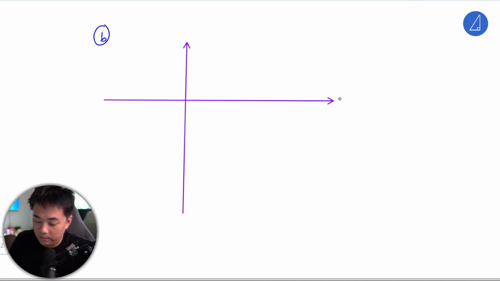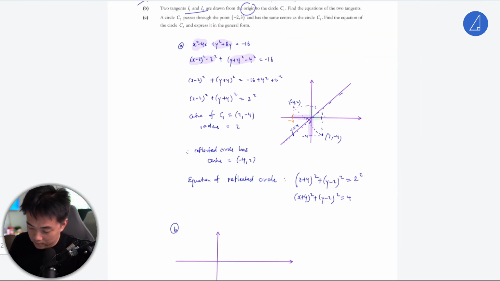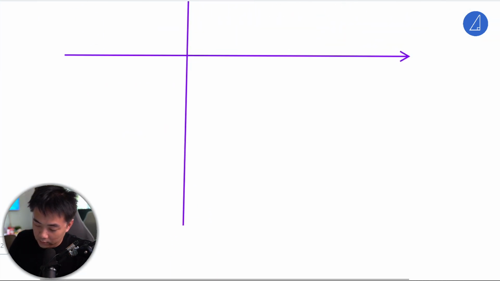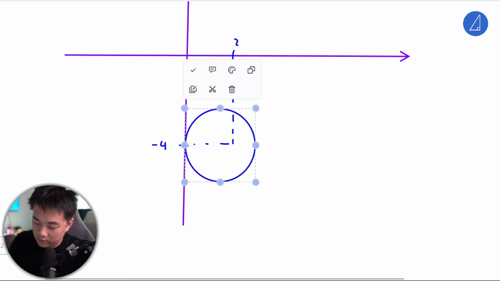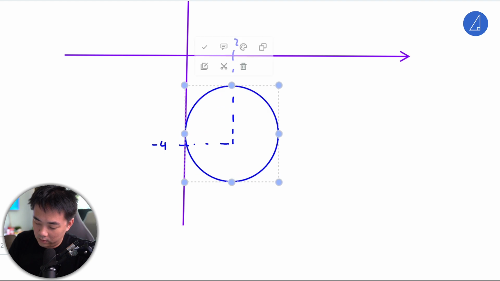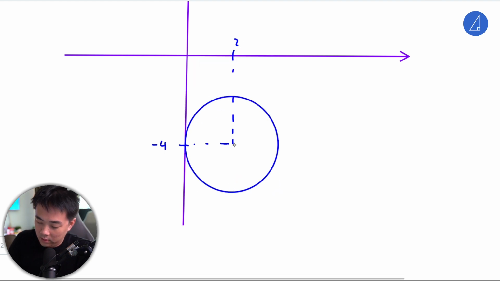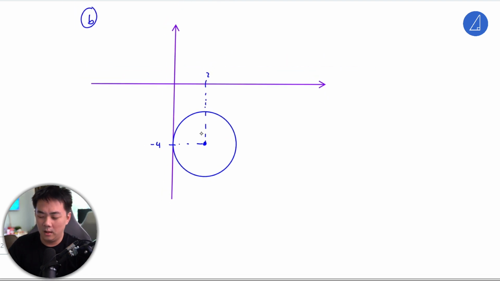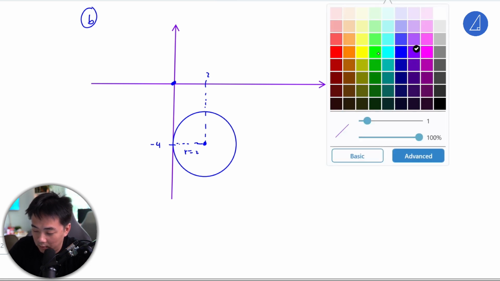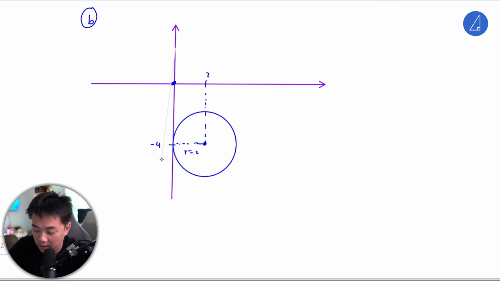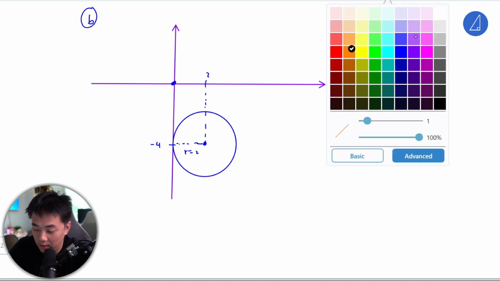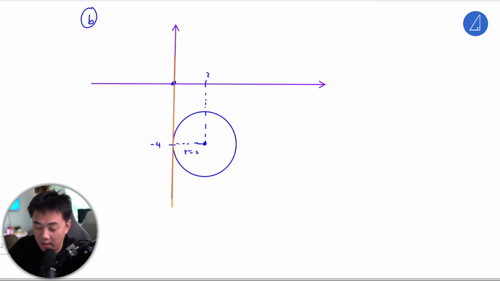So this is it. C1 has center 2, negative 4, so 2 is here, negative 4 here. The radius is 2, so I will have a 2 here. Because the radius is 2, it will be here. So if you draw a tangent from the origin, which is here, one of the tangents will be the vertical line. This is why I say you have to draw it out. If you don't draw it out, you don't see it. It's actually the vertical line, x equals 0. And the other one would be this line here, which touches here.